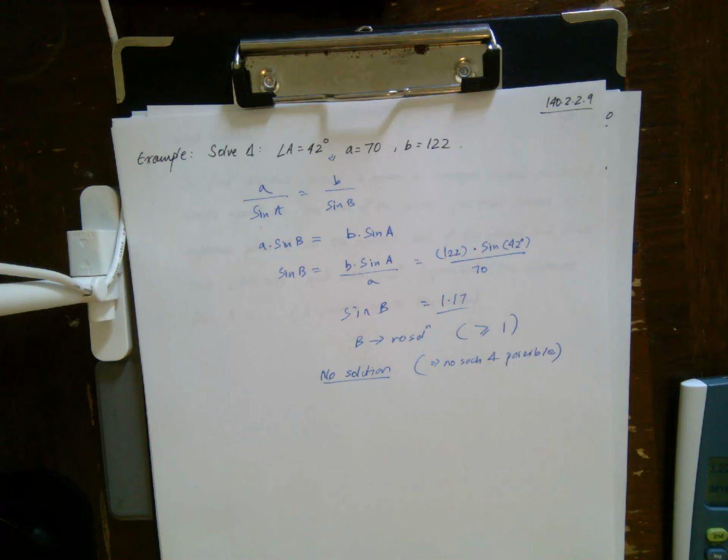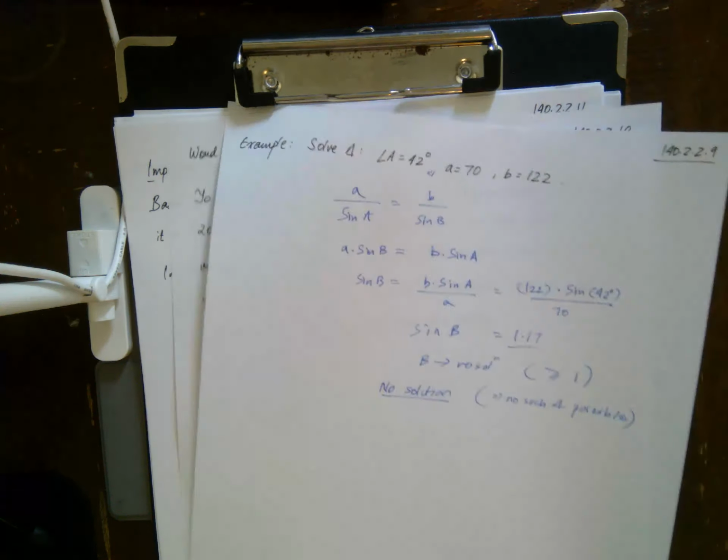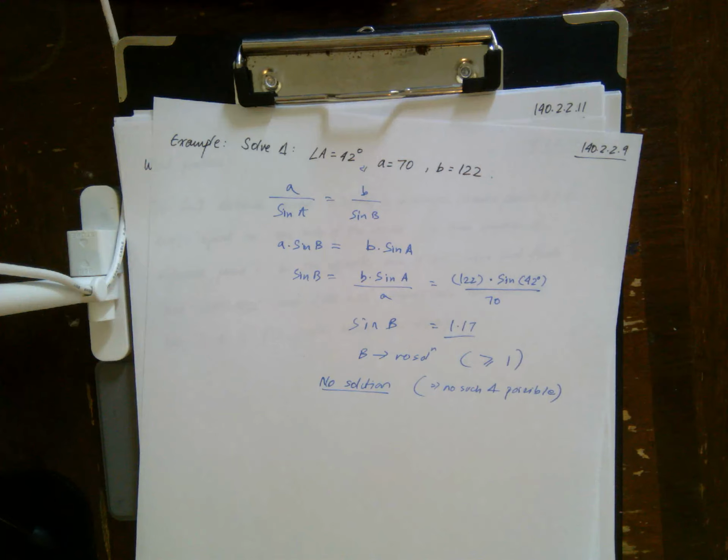So those are how mathematically, when you're applying the rule, you can draw the conclusion of whether or not a solution exists or how many solutions exist. We will look at a word problem in the next example, and then move on to the next idea: it turns out that the sine law is not sufficient to solve all triangles. So we are going to look at another law.